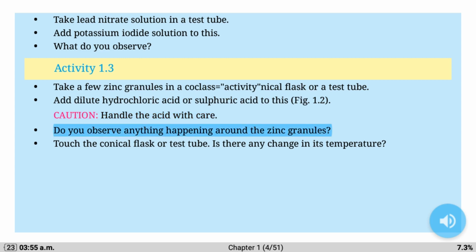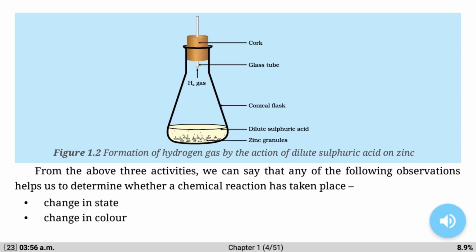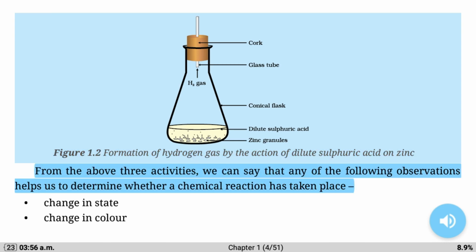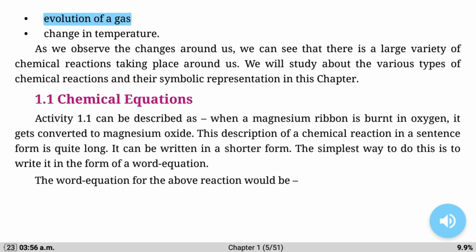Do you observe anything happening around the zinc granules? Touch the conical flask or test tube. Is there any change in its temperature? Figure 1.2: Formation of hydrogen gas by the action of dilute sulphuric acid on zinc. From the above three activities, we can say that any of the following observations helps us to determine whether a chemical reaction has taken place: change in state, change in color, evolution of a gas, change in temperature.